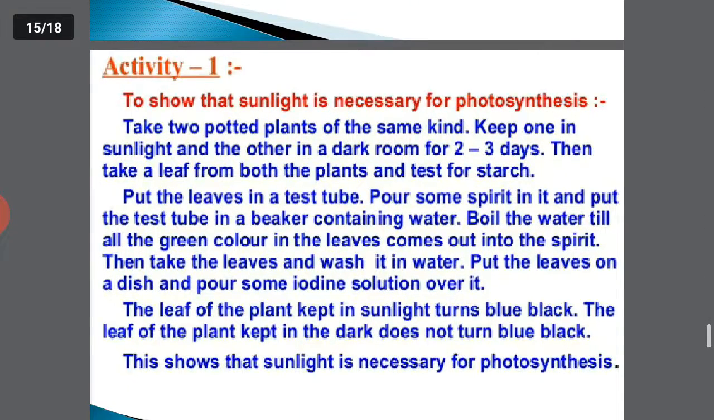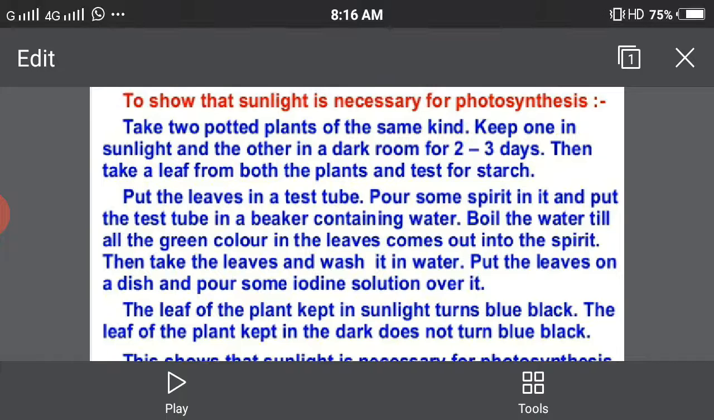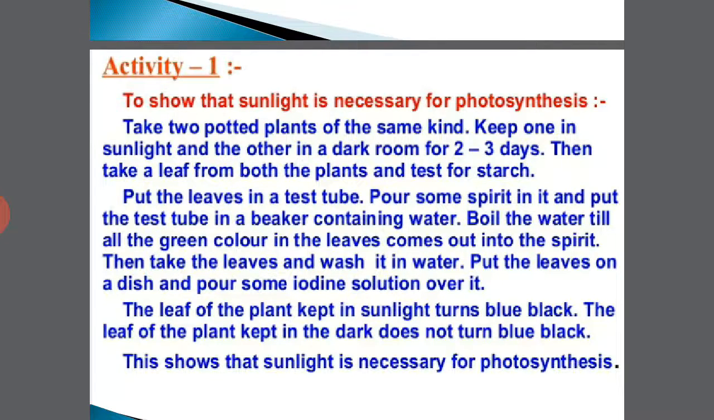And what you need to do, you need to perform two activities for your tomorrow's homework. See that activity to show that the sunlight is necessary for the process of photosynthesis to take place. For doing that, take two potted plants of the same kind, keep one in sunlight and the other in a dark room for 2 to 3 days, then take a leaf from both of the plants and test for the starch. Put the leaves in the test tube, pour some spirit in it and put the test tube in a beaker containing water.